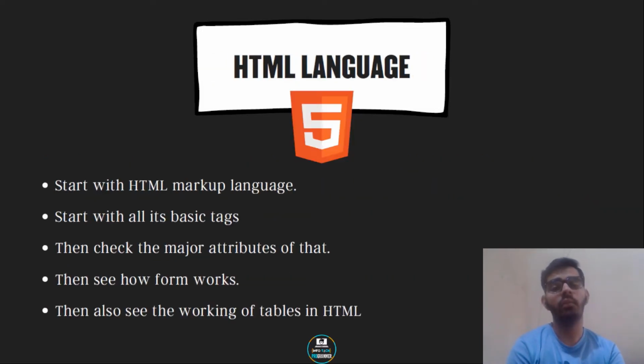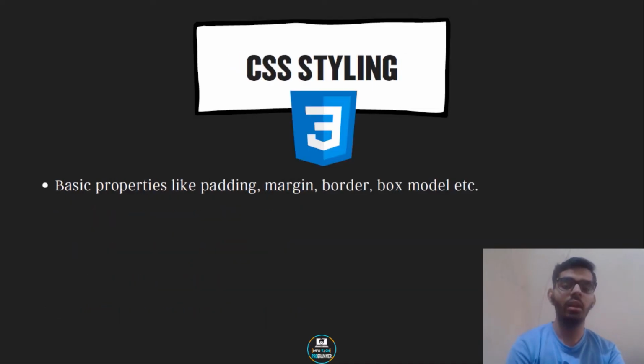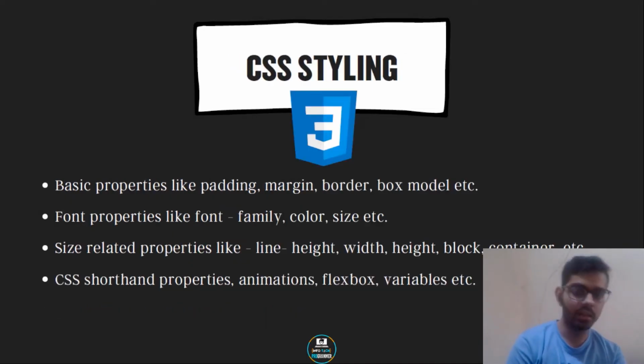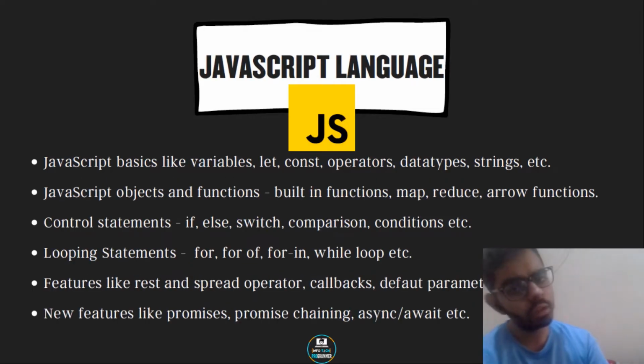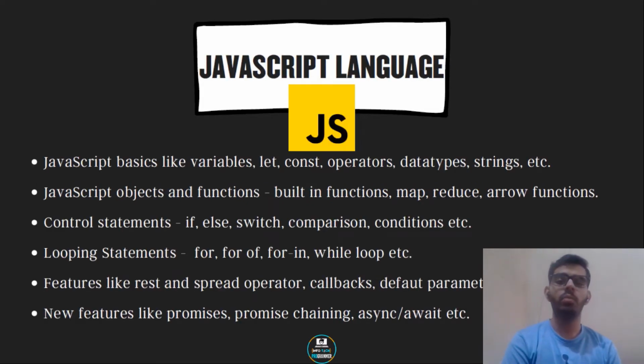So first of all, we have to start with the basics that we should know, and after that the HTML language, and then we have to do CSS, and then we have to do JavaScript. After doing these three things, we have to start making our projects, simple projects like a simple website. Let me show you my website.